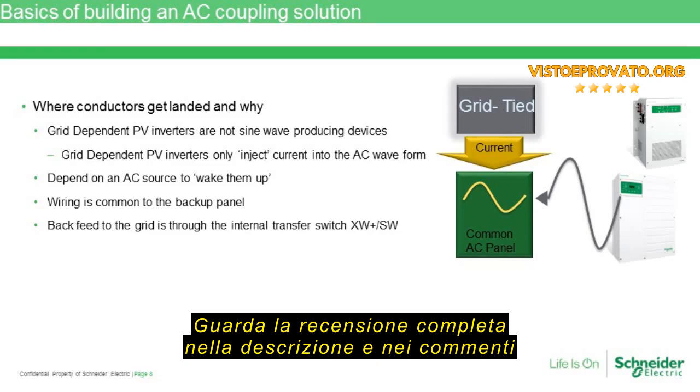With the basic building blocks of an AC coupled solution, again, I just want to maybe show a little bit more simplified diagram of exactly why that grid tie inverter gets connected to the output of the XW Plus, or in this case, we're showing the XW Plus or the Connext SW. The current that is provided from the grid tie inverter needs to have an AC signal. The grid tie inverters do not actually have the capacity of creating a sine wave. So they kind of ride the wave like a surfer, pushing power onto that sine wave. So without a sine wave, you get nothing. And so it's dependent upon that to wake it up.